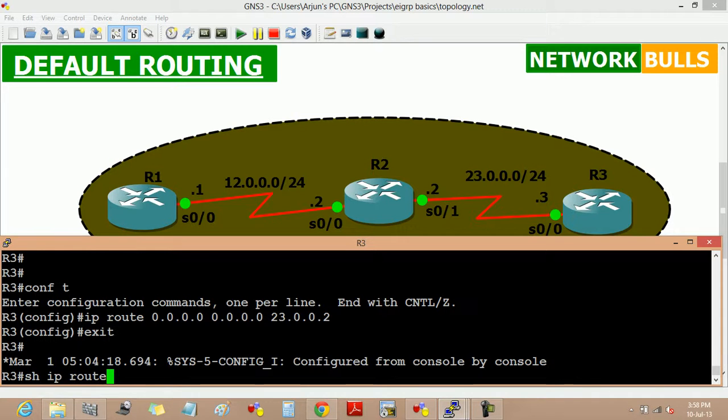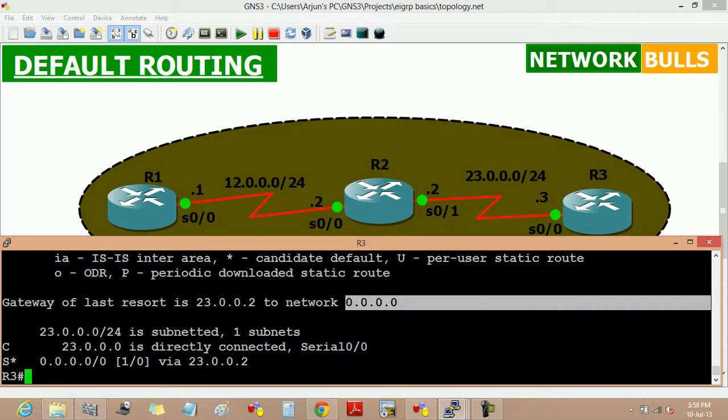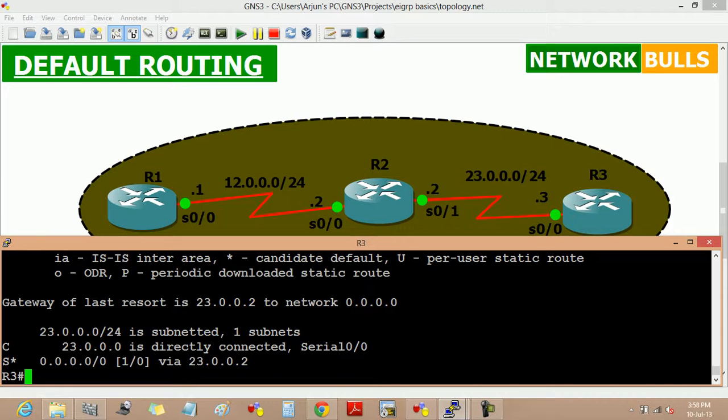Now let us see the routing table for router 3. Now it is showing that the gateway of last resort is 23.0.0.2 to the network 0.0.0.0. It means that a gateway of last resort is a route used by the router when no other known route exists to transmit the packet.